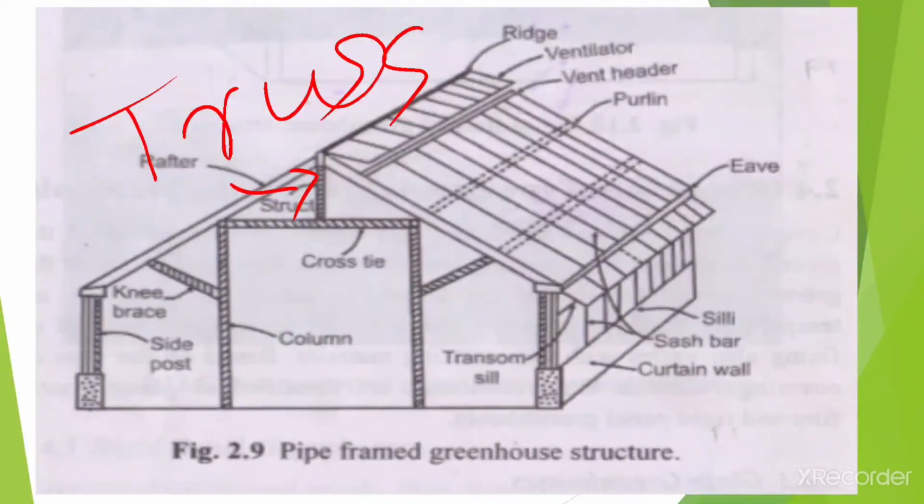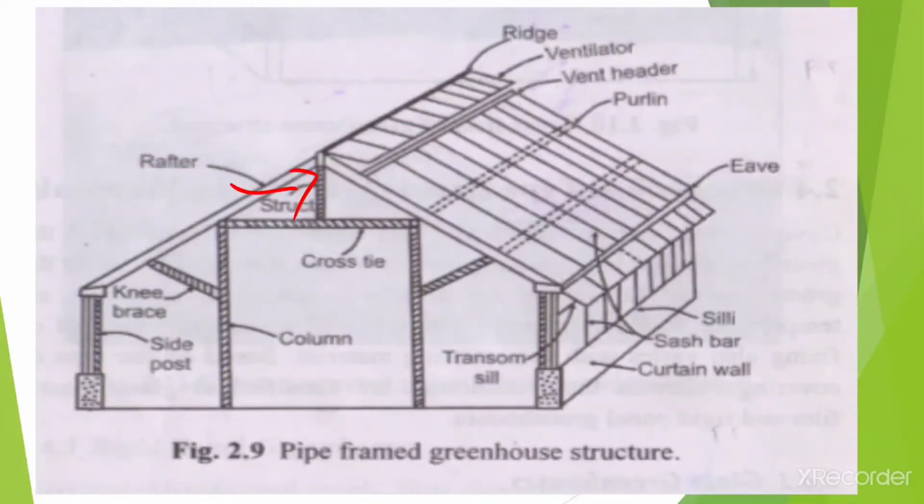Now, what is meant by rafter? This component is a rafter, and any large sloping piece of wood or any material that supports the roof is called a rafter.